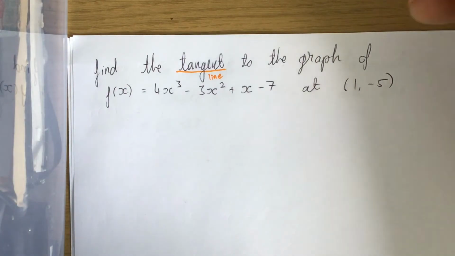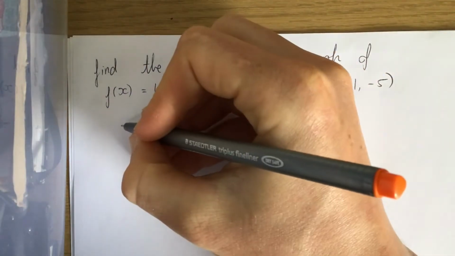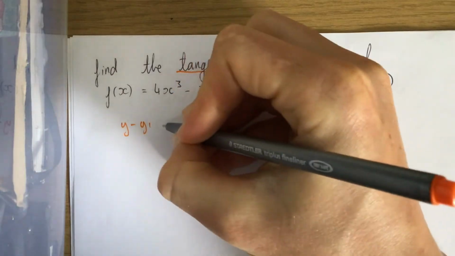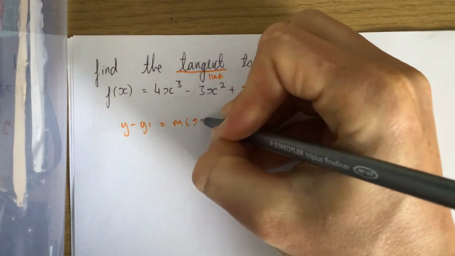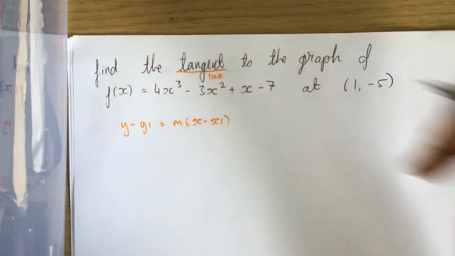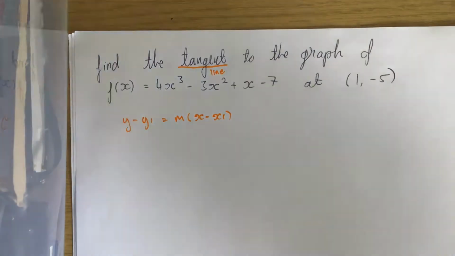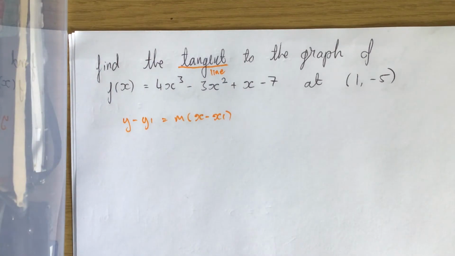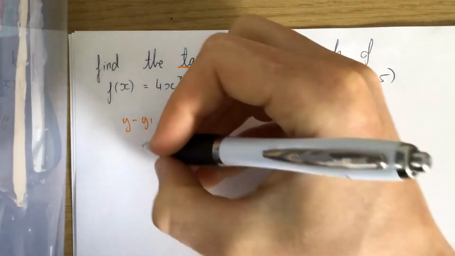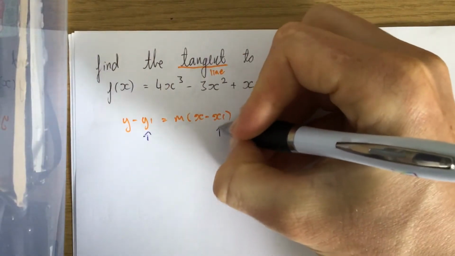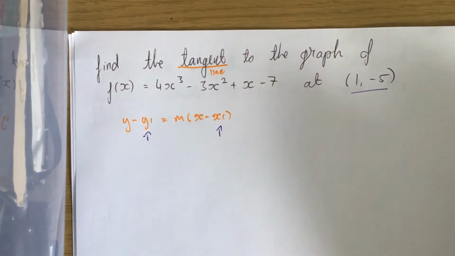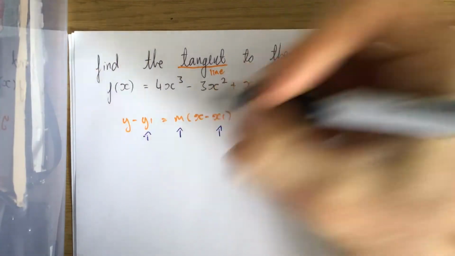So the equation that you're going to need is the line equation, y minus y1 equals m into x minus x1. Now that's in your log tables, and we'll also see it in the circle. But for the moment, in differentiation, whenever you see a tangent, it's y minus y1 equals m into x minus x1, where y1 and x1 are the coordinates of the point, and m is our slope.